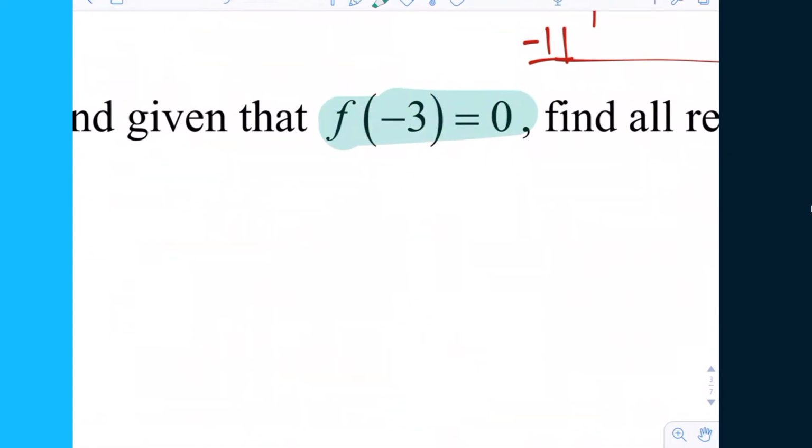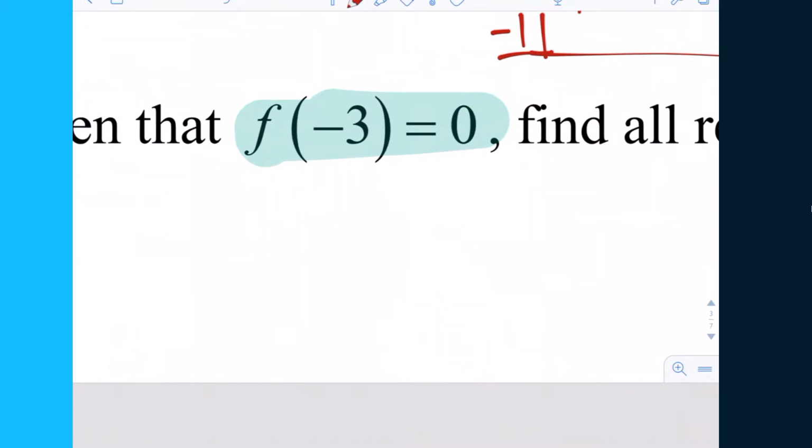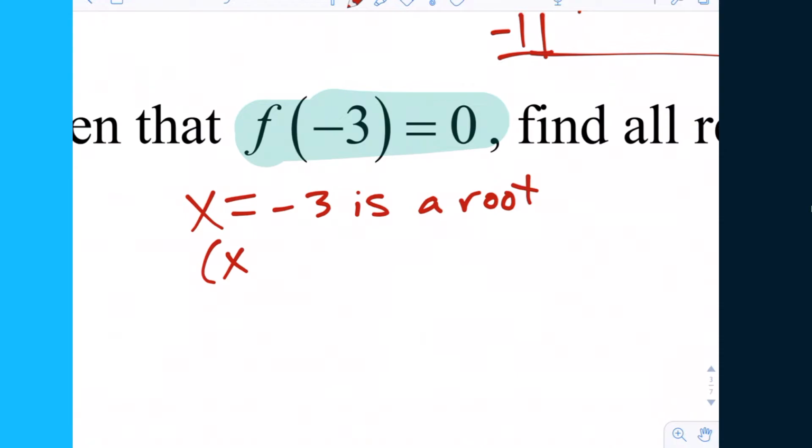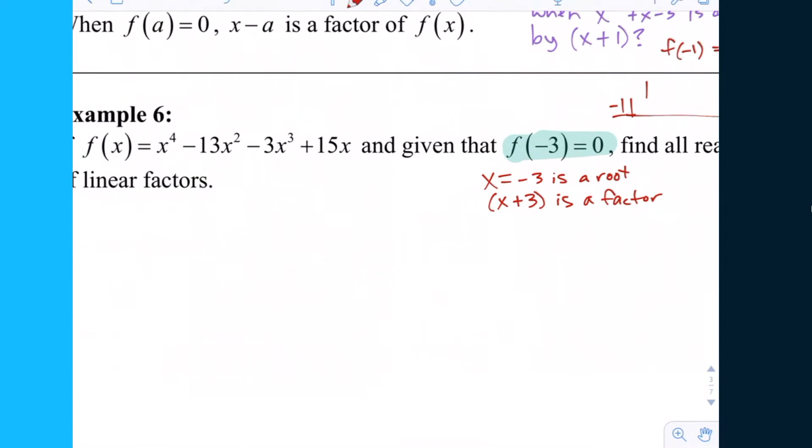Okay, so they're giving us this piece of information. What does it mean that f of negative 3 equals 0? What does that tell us about x equals negative 3? Good. X equals negative 3 is a root, and therefore x, what is a factor? X plus 3 is a factor. Good. So I already know one factor. I already know one root. It is a fourth degree polynomial. And remember, our goal from yesterday is to get it down to a degree what at the very least?